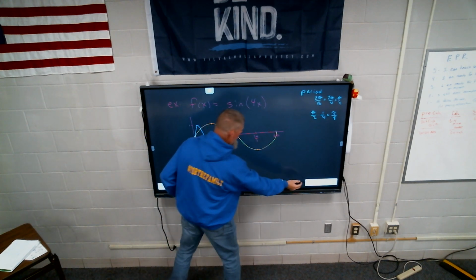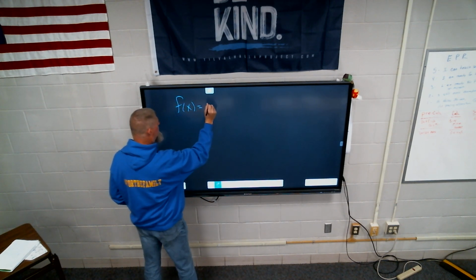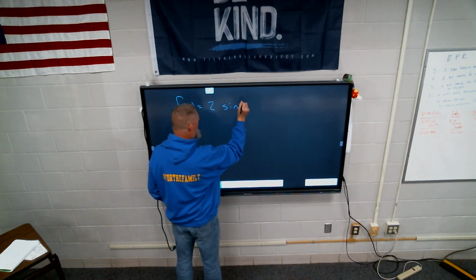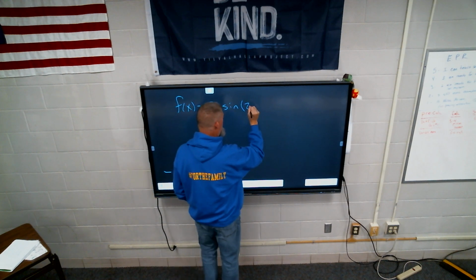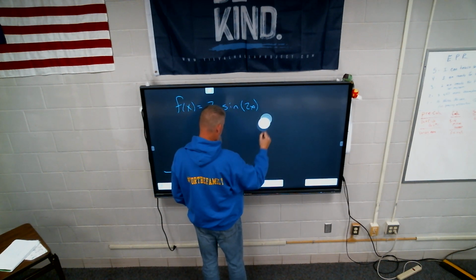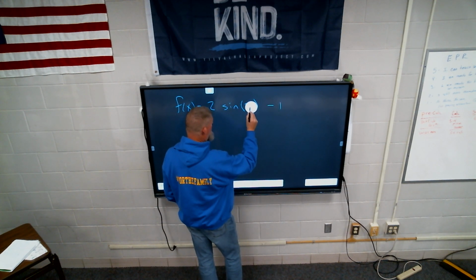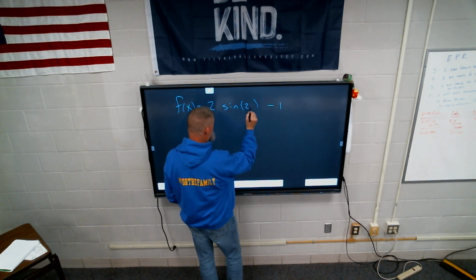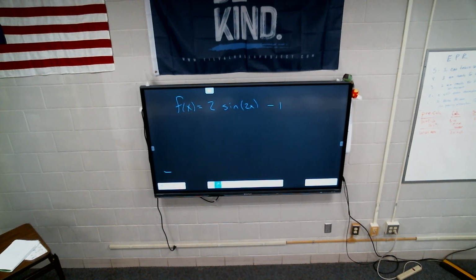So try this one. F of x equals, we'll go back to school colors. F of x equals 2 times the sine of, should I make it really kind of confusing? No, we'll just make it kind of simple. 2x plus, no, we're going to go minus this time. Minus 1. That's going to be the sine of 2x. So 2 times the sine of 2x minus 1. Give it a try.